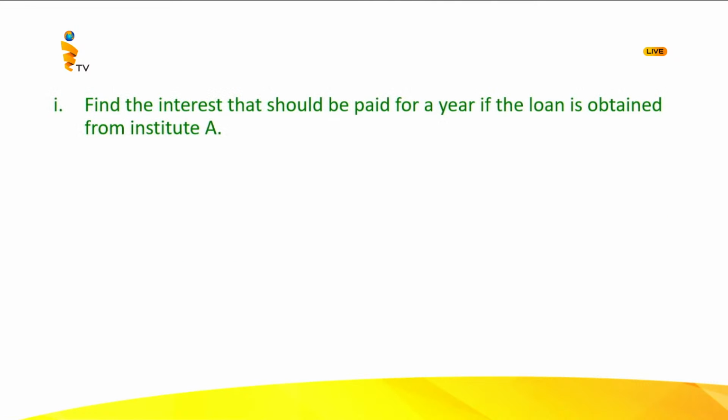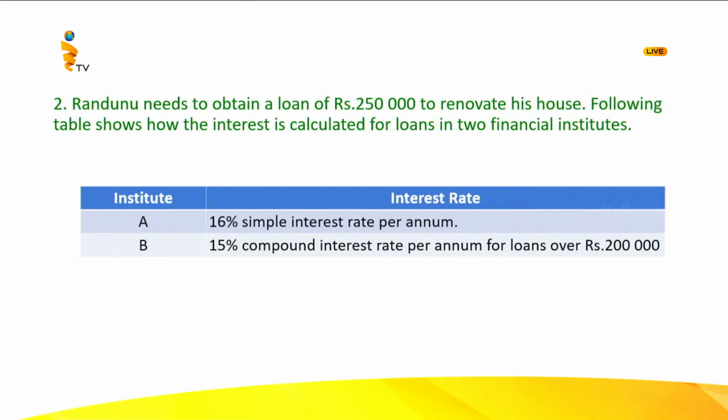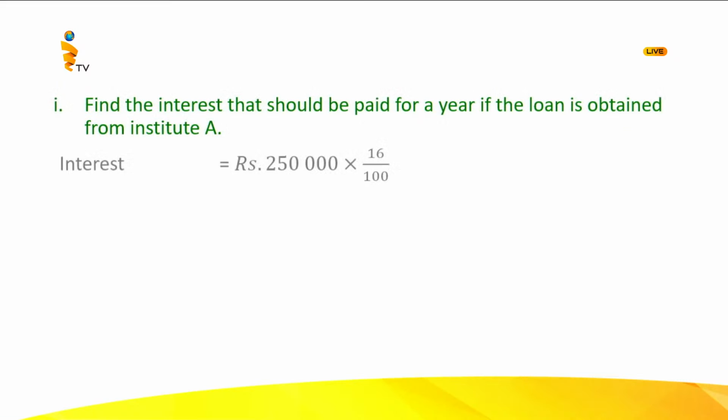The first question they ask is, find the interest that should be paid for a year if the loan is obtained from Institute A. In Institute A, it is given at 16% simple interest rate per annum. So when you calculate the interest, you can see I have multiplied 250,000 rupees into 16 over 100. Therefore, the interest he will obtain for a year will be 40,000 rupees.